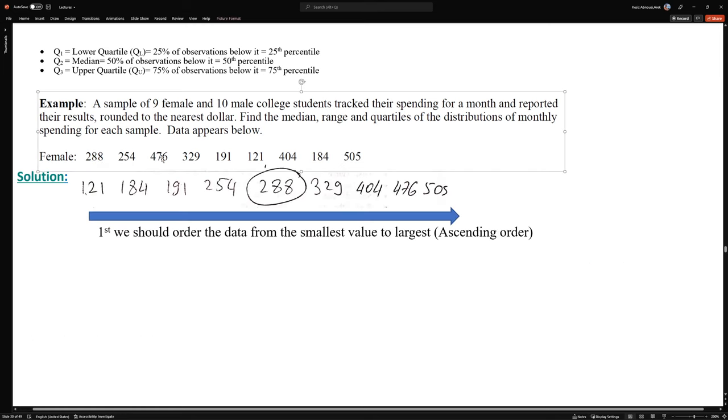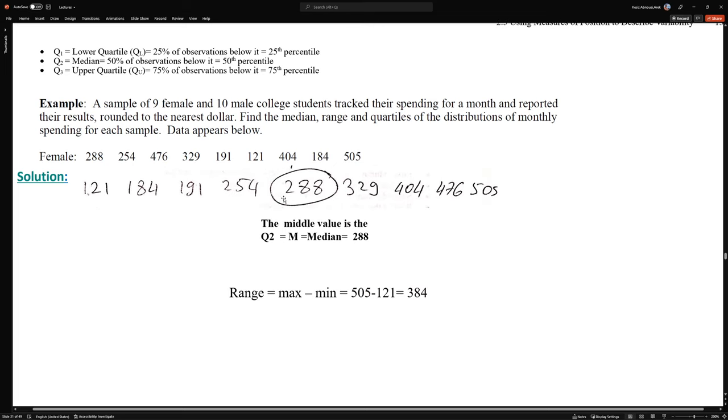The first thing is that we place the data in ascending order, which means from the smallest, which is 121, up to the largest, which is 505. So when we do this, we want to find the median, right? It's clear that the median is the middle number. We could also use the formula, but there is no reason to do that.